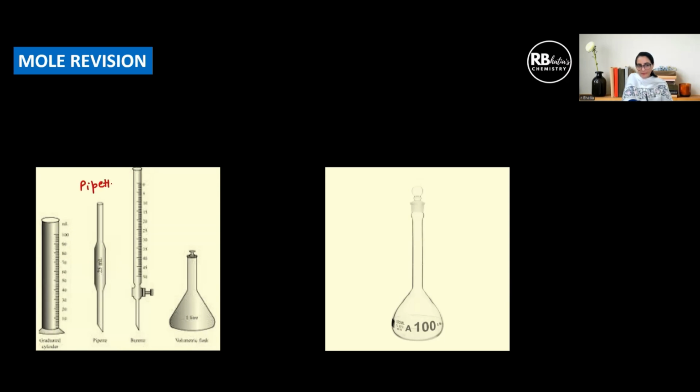This is the pipette. This is the burette. And this is a titration flask or a conical flask. All this is mentioned in NCERT. And this one is a volumetric flask. This is the bulb. Here, volume is written. This can be 100 ml, 250 ml, 500 ml, 1 liter, etc.